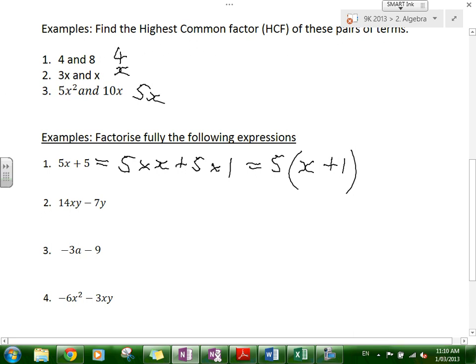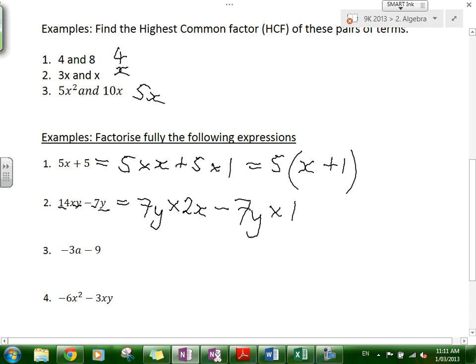Okay, next thing: 14xy minus 7y. What's the highest common factor? 7 is a common factor. 7y is the highest common factor because both of the terms have y in them, and then 7 goes into 14 and 7 goes into 7. So we can rewrite it as 7y. To get back to 14xy, you have to multiply 7y by 2x. Okay? And then you say minus 7y times 1.